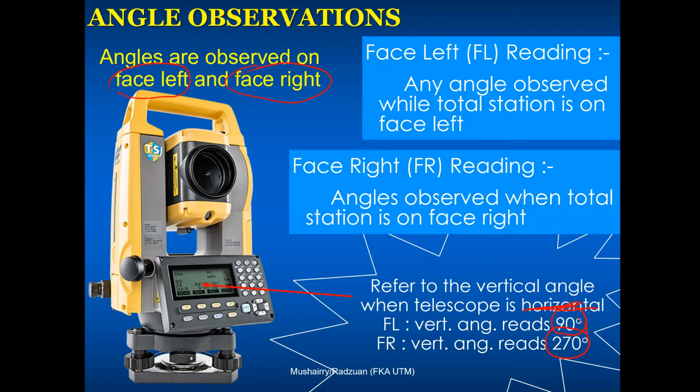But in either case, if you're not sure whether that's a display or otherwise, just get the telescope roughly horizontal and read the vertical angle. If it's 90 or close to 90, then you're on face left. If it's close to 270, then you are in face right. Okay.